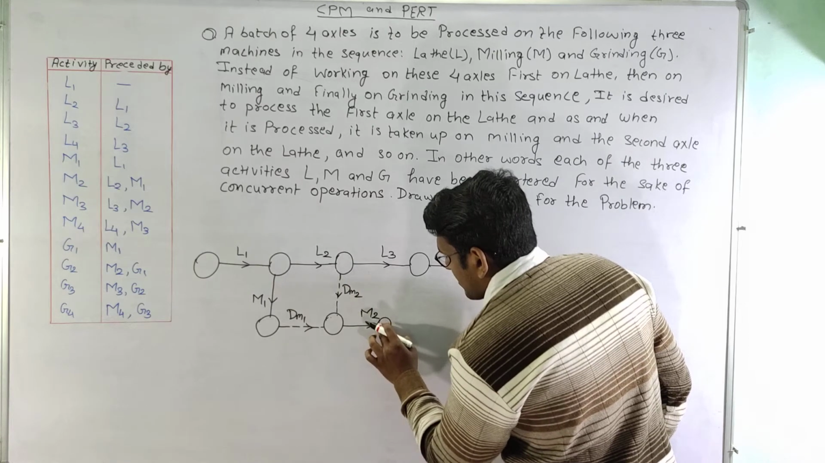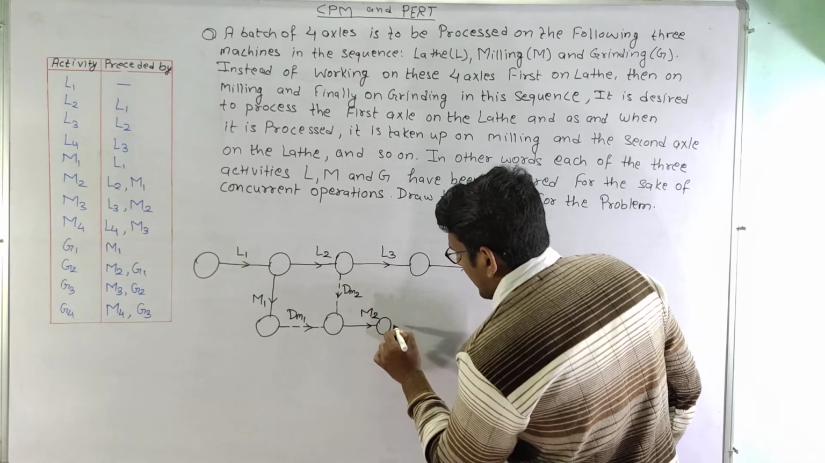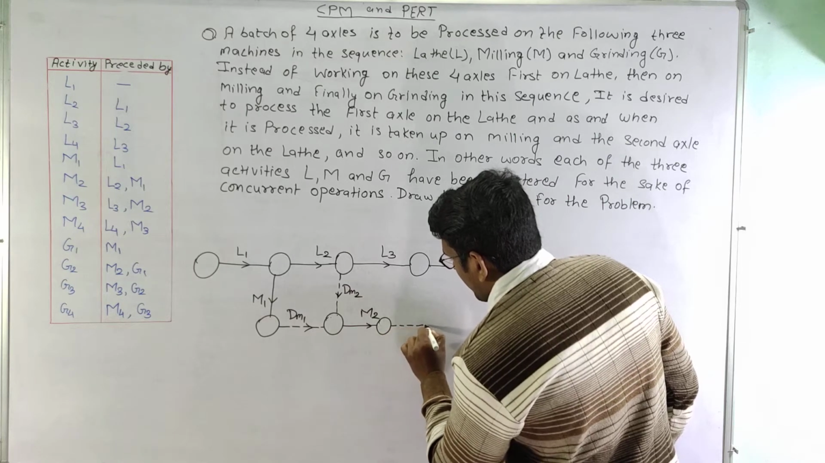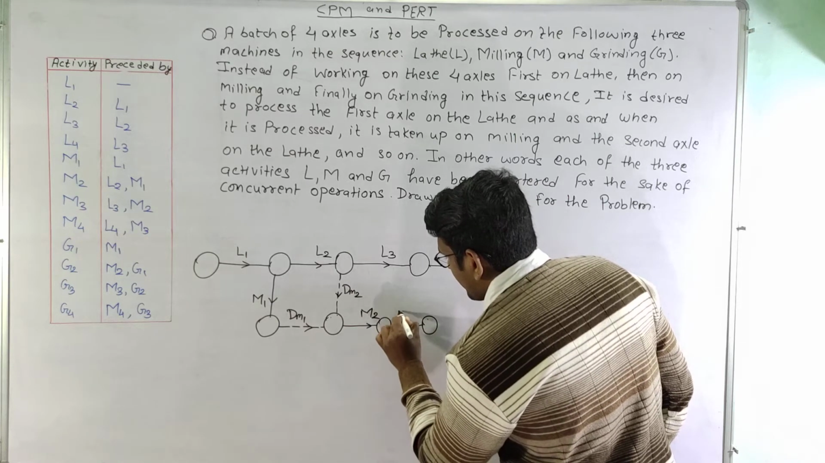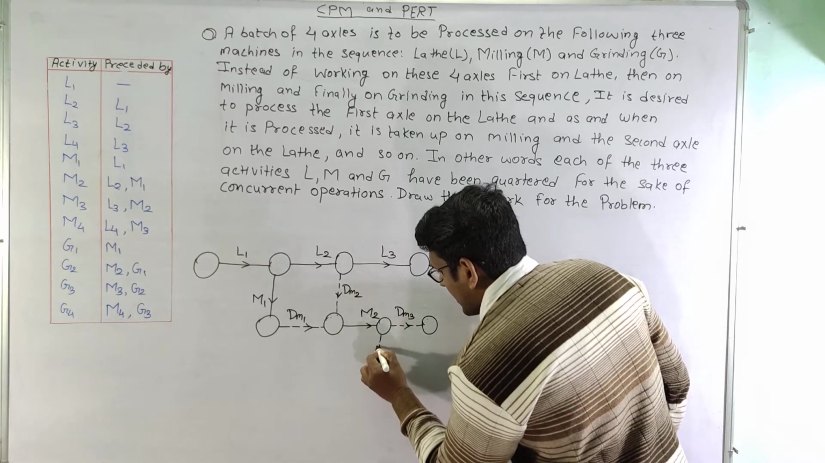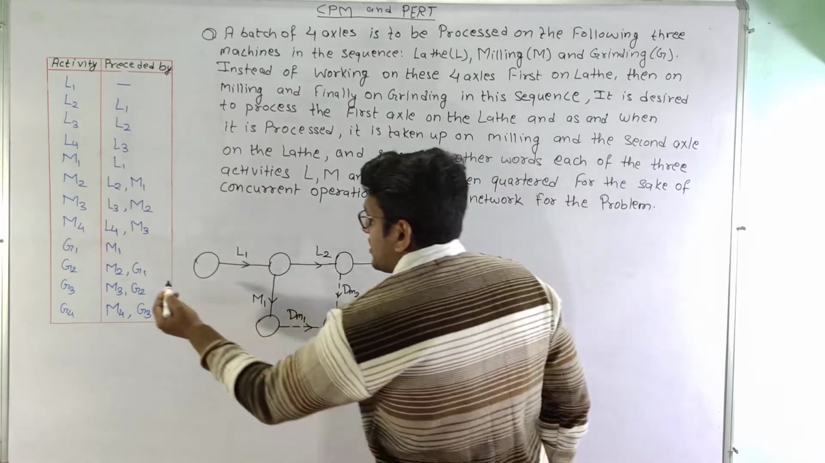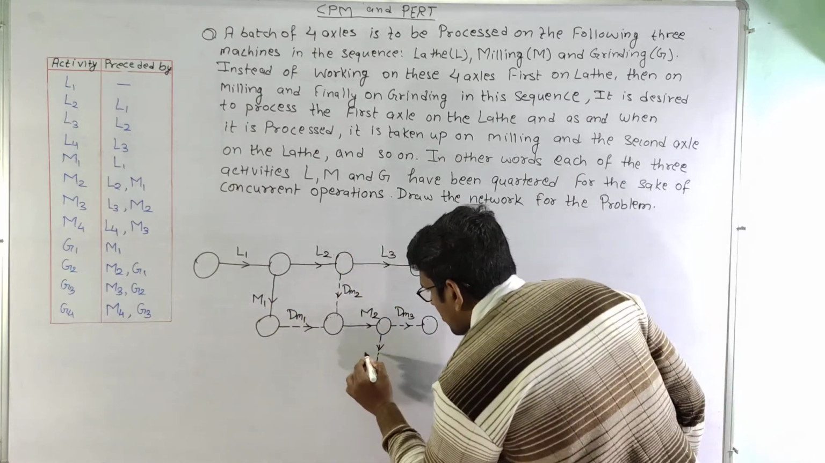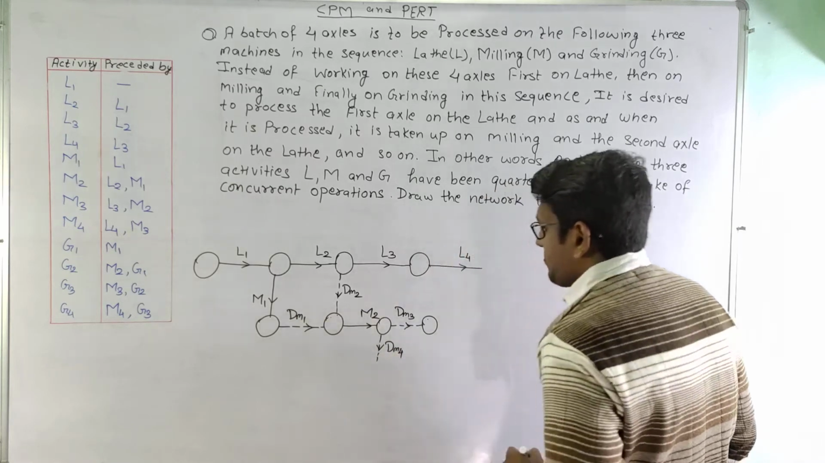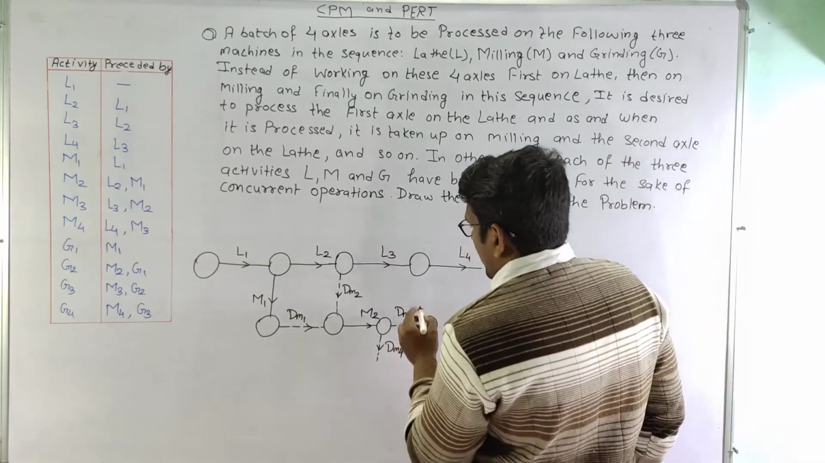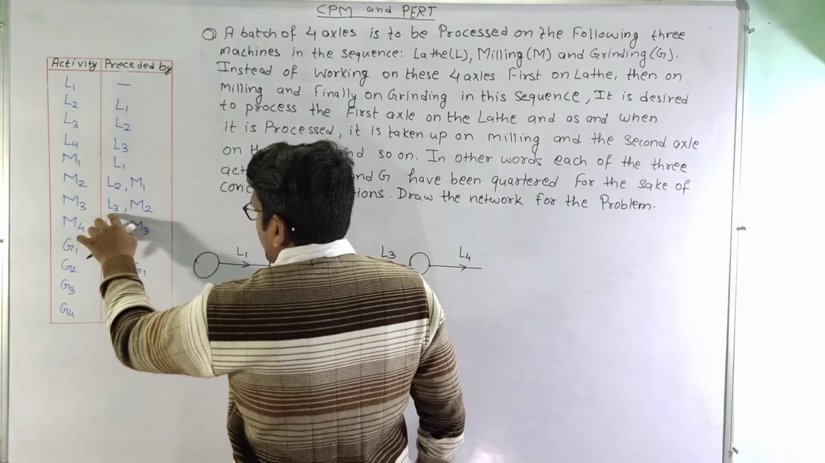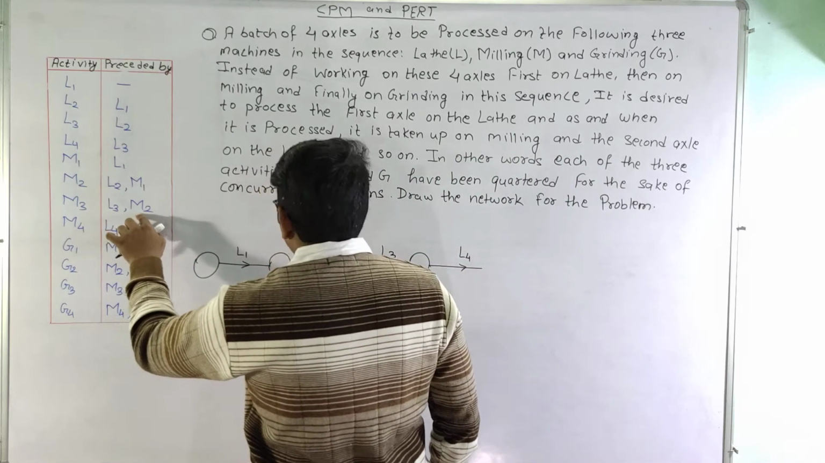So we will end this here, and we will draw two dummy activities. First will be here, this is DM3, dummy activity 3, and the second will be for G1, which will be downward somewhere when we draw DM4.